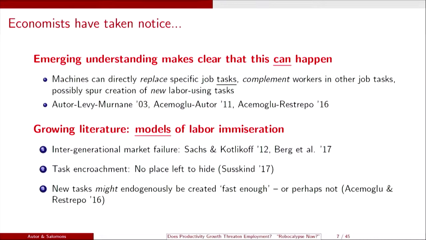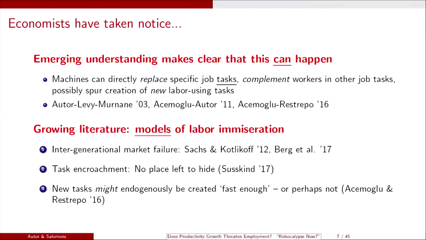In canonical models, technological change is always labor augmenting. And in canonical models, they're always full employment models. So only good things can happen when productivity rises. But we now recognize machines can directly replace specific job tasks. They can substitute for some workers, potentially complement others. And there are several recent theories of labor immiseration.